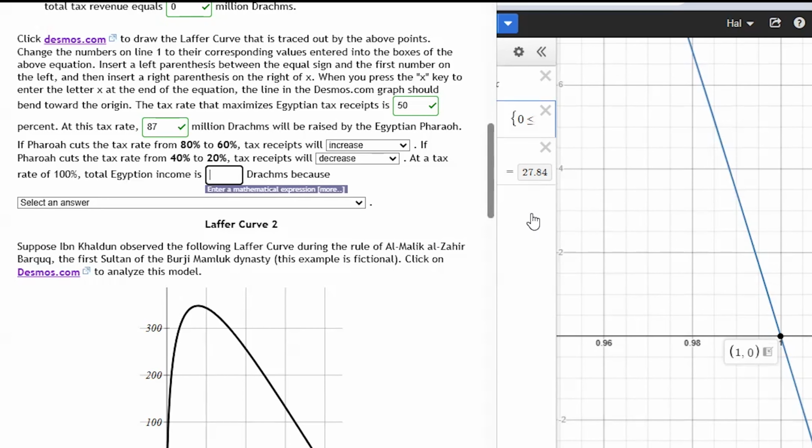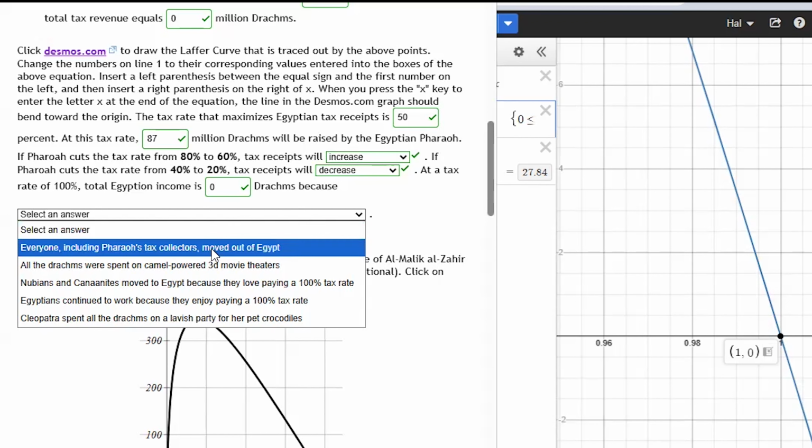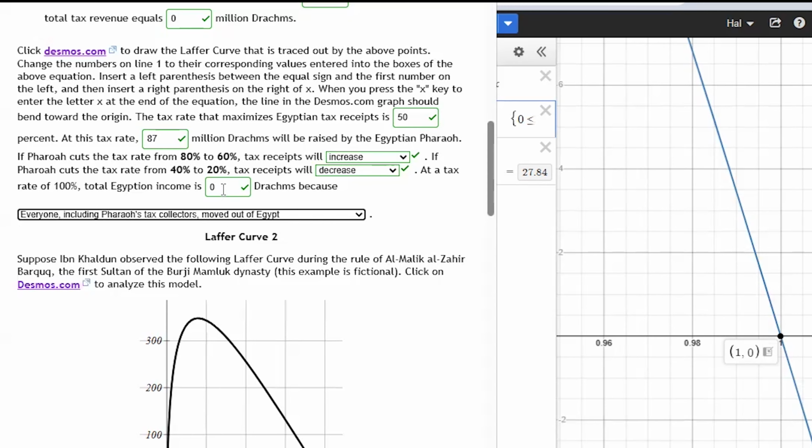Total income is 0. And that's because everyone, including Pharaoh's tax collectors, moved out of Egypt. That might be the case. All the drachmas were spent on camel-powered 3D movie theaters, but that's not the case. Nubians and Canaanites moved to Egypt because they love paying 100% tax rate. Well, that's not going to happen. Egyptians continue to work because they enjoy paying 100% tax rate. I doubt that's happening. Cleopatra spent all the drachmas on a lavish party for her pet crocodiles. Well, I don't think that's going to happen. So everybody, including Pharaoh's tax collectors, probably moved out of Egypt.